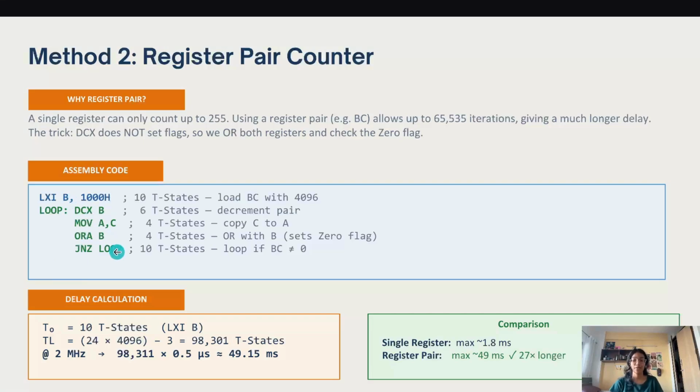Then we do a similar calculation of the T-state value outside the loop and inside the loop. We can see here that for a single register, our calculated value was 1.8, but for a register pair, we get 49 microseconds, which is 27 times longer, which is a good increase. But what if we want more?